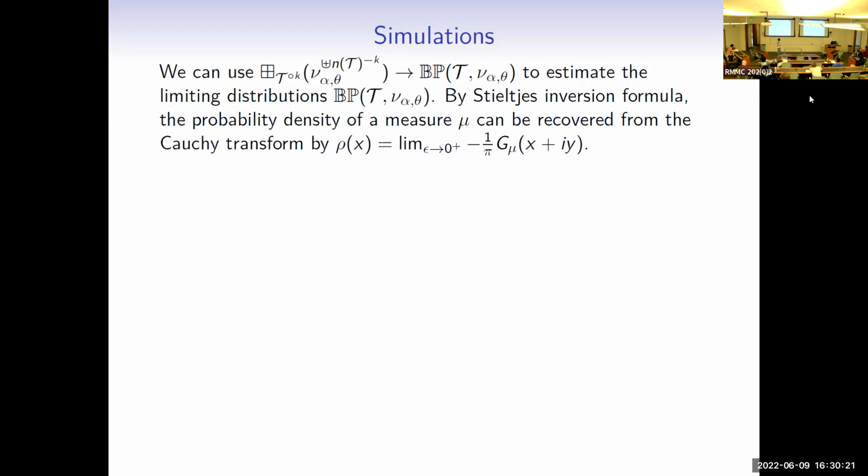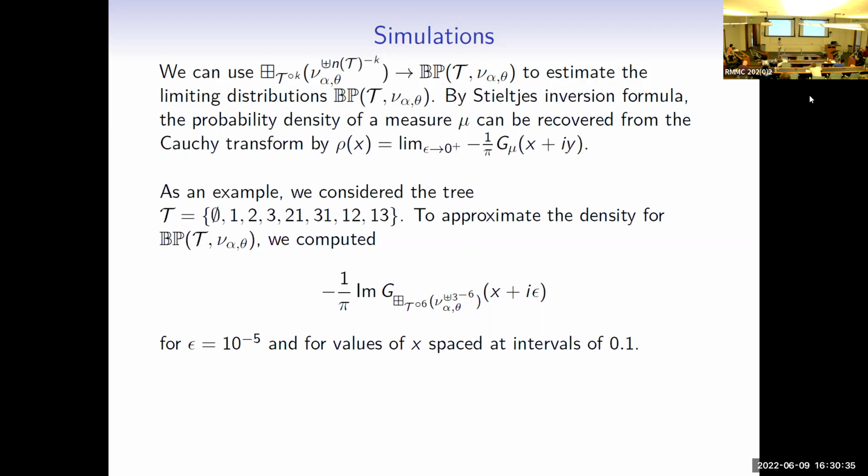In this way, we can get the K transform and the Cauchy transform. Then using the inversion formula, we can get the density function for this probability measure. For instance, if you consider a finite tree in this way, we can compute the Cauchy transform, invert it, and get the approximation of the density. Here we just choose K equals 6, and 3 is just the number of children for the root in this case, which is just 1, 2, 3. And we choose this epsilon very small to recover the density.